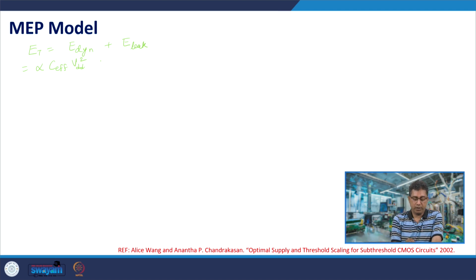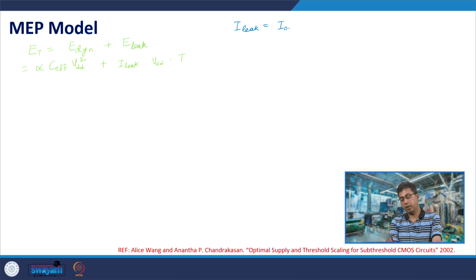So, effective switching capacitance plus leakage current. Leakage current is I leakage into VDD into time period, as we had discussed earlier. Now, let us write down expressions for each of these. For leakage current, we can write it to be I leakage of I naught.